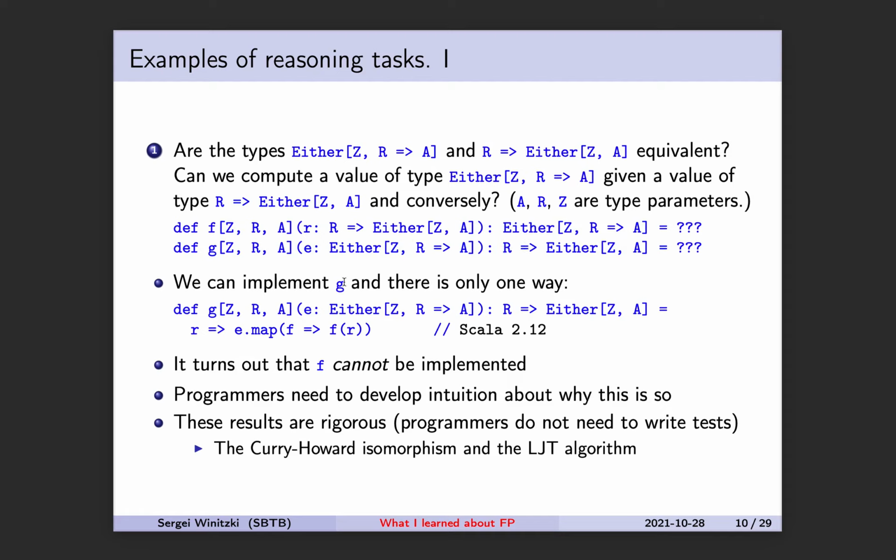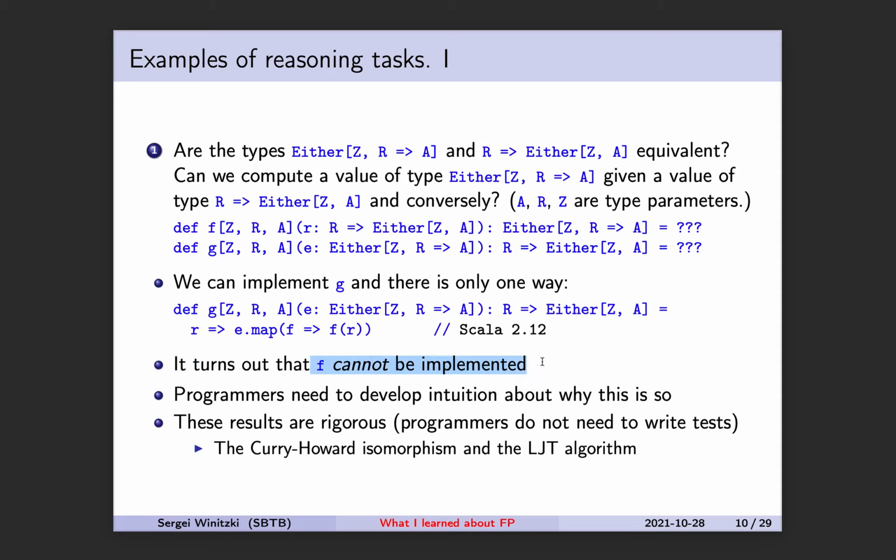So it turns out we can implement the g, and there's only one way of really implementing it. You need to take this r, and you need to insert it into here. If there is an Either on the left, and you just keep that. So there's an Either of Z returned, and otherwise you return Right of a. So that is the code that you can write, and there's essentially only one way of implementing this function. And it turns out that the function f cannot be implemented at all.